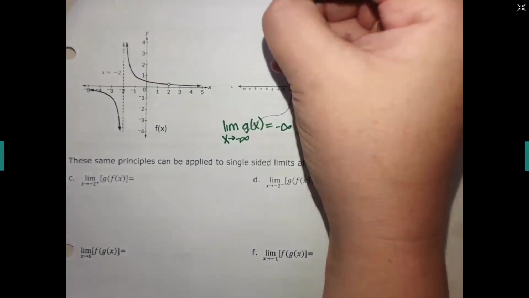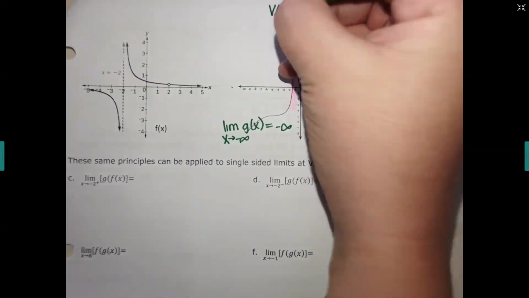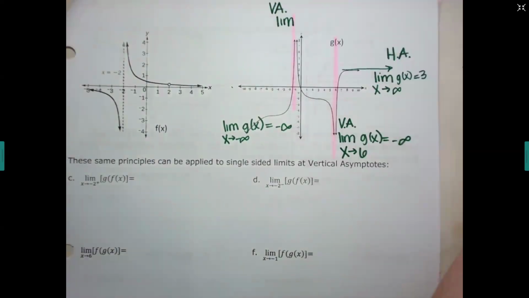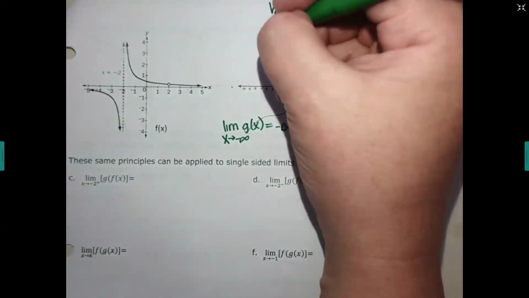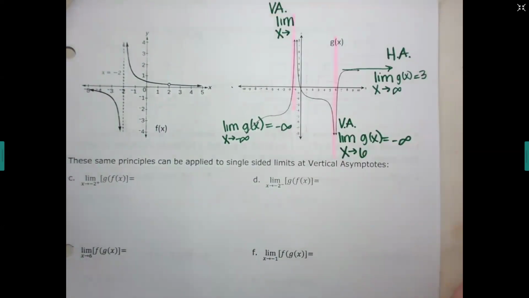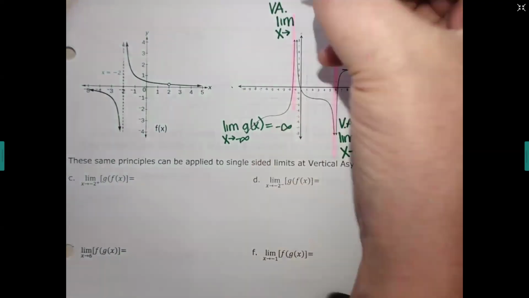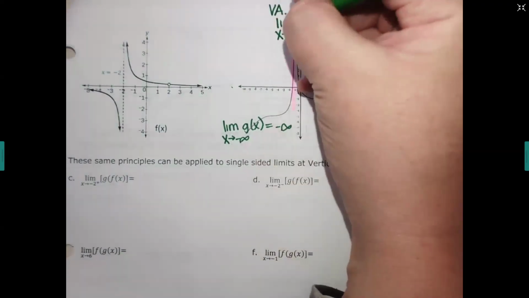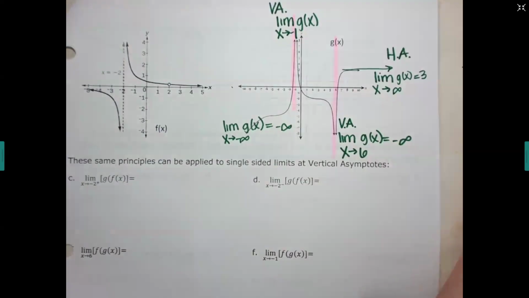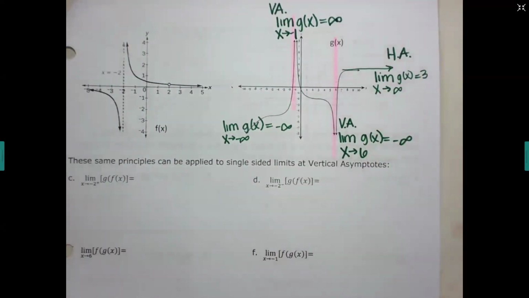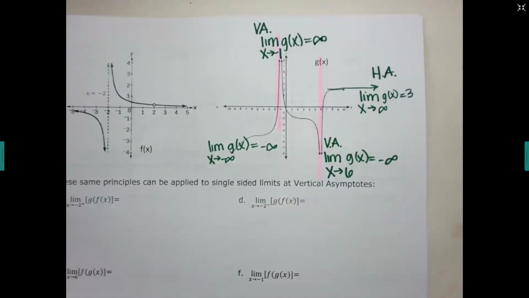So put VA, LIM. What does x need to be approaching for me to be on this vertical asymptote? So it should be -1. And then what is my g of x graph doing? Is it asymptoting up or down? Up would be infinity. Okay?